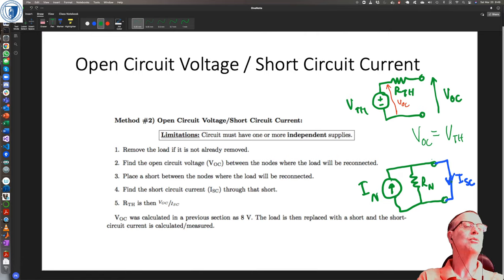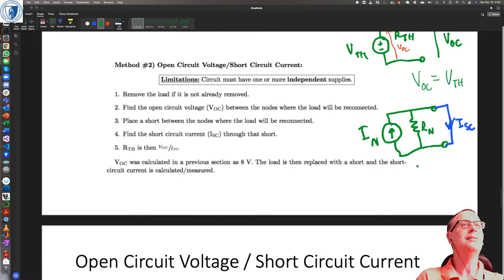So remember, the current through this branch is going to be proportional to the resistance in the other branch divided by the sum of the two resistances. And because the resistance in the blue branch is zero, that means that ISC, the short circuit current, is equal to the Norton current. Right? So that lets us figure out, if we've already got the Thevenin resistance or the Norton resistance, what the Thevenin voltage or the Norton current is.